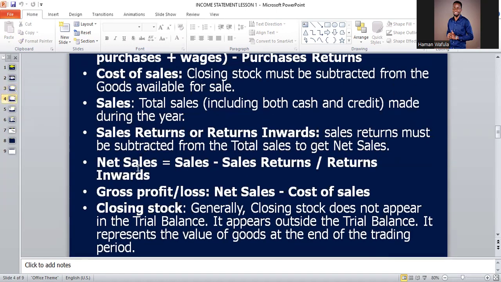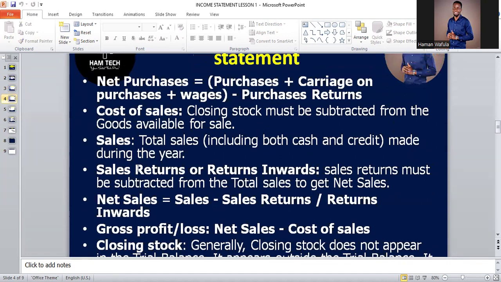Then we have net purchases. Net purchases is the exact value of purchases that you have at the moment. For this one, you're supposed to add the purchases plus all the direct expenses, because these direct expenses are considered part of the purchases, as they directly impact the cost of the purchases. When you subtract the returns from the value of total purchases, which is purchases plus the direct expenses, you get what they call the net purchases.